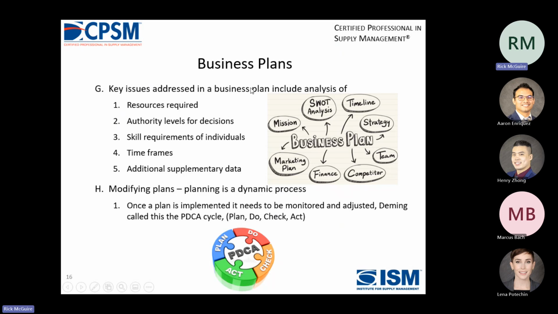And key issues addressed include analysis of resources required, authority levels for decisions, skill requirements of the individual, and any gaps that you might have, timeframes, and additional supplementary data. And then you've got to modify the plan on occasion, maybe quarterly, maybe monthly. It's a dynamic process. And once a plan is implemented, it needs to be monitored and adjusted. And our buddy Deming over in Japan came up with the PDCA cycle: Plan, Do, Check, Act.